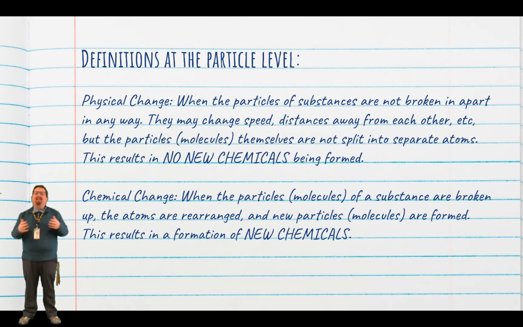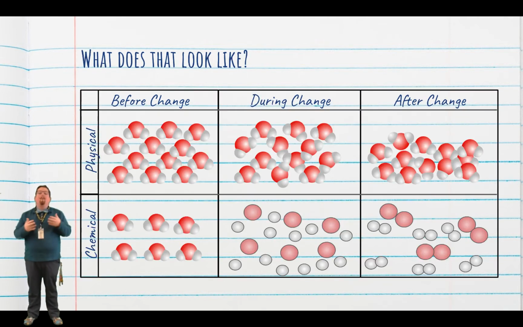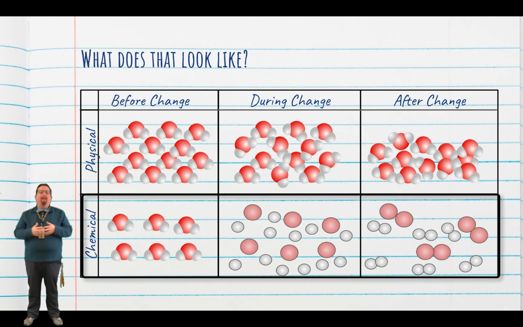Now, chemical changes are a little different. In a chemical change, the particles, or molecules, within a substance are broken apart into separate atoms. Those atoms are rearranged, and they form new bonds, which forms new molecules. The result of a chemical change is that we form new chemicals. So let's take water here, for example.